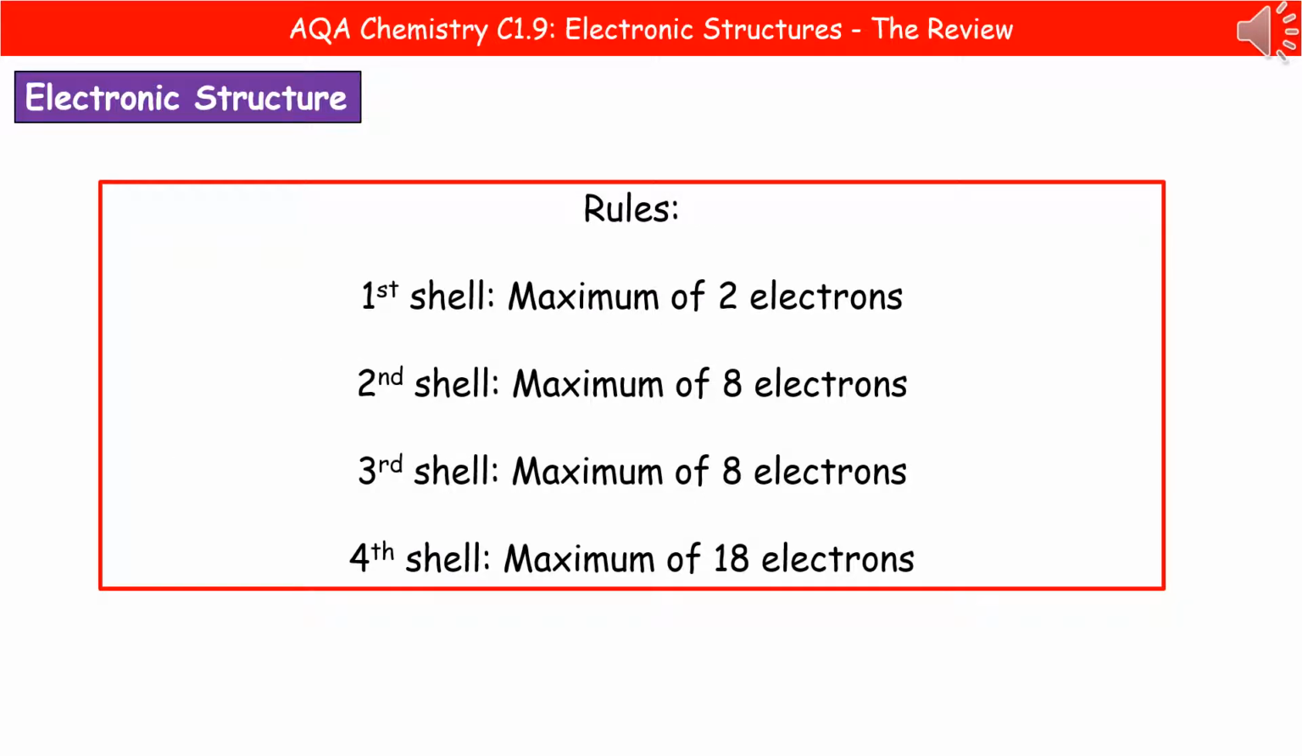One of the good things about chemistry is you get a lot of rules. And if you learn the rules, chemistry becomes simple. So when we're talking about electronic structures, we need to remember the rules of how many electrons can fit in each of those shells. The first shell, the one closest to the nucleus, can hold up to 2 electrons. The second and third shells can hold up to 8 electrons each, and the fourth shell can hold up to 18 electrons.